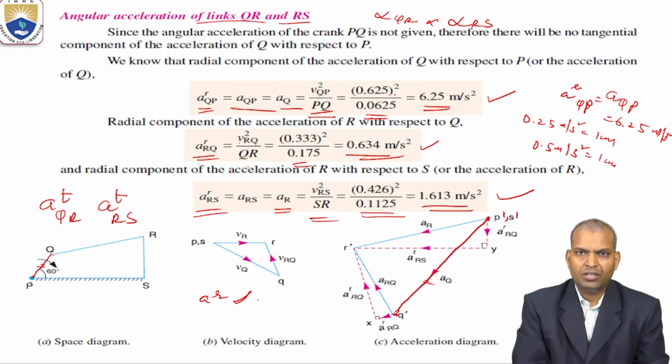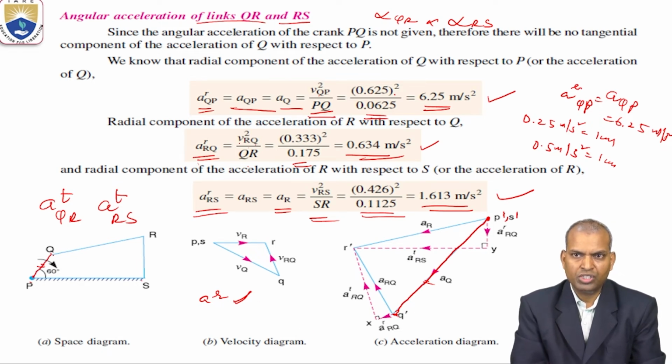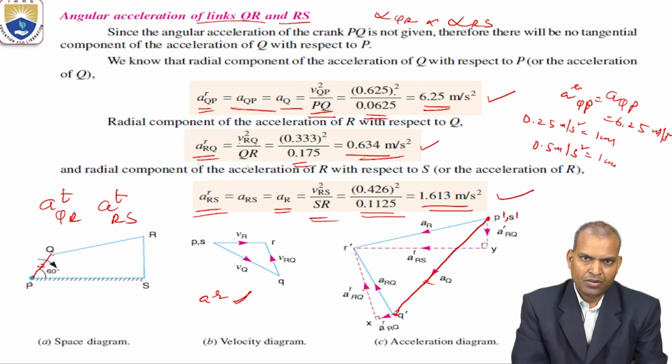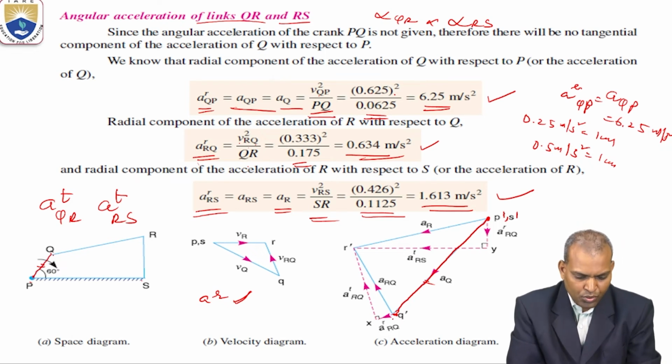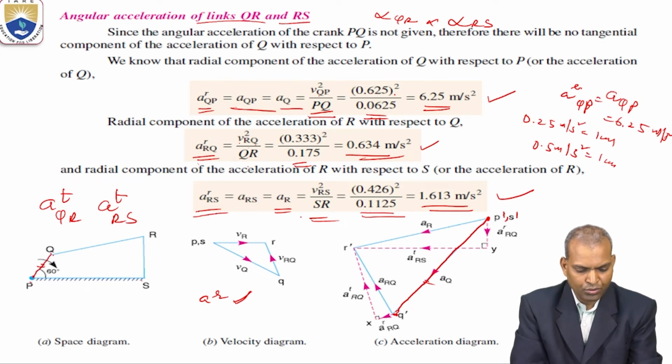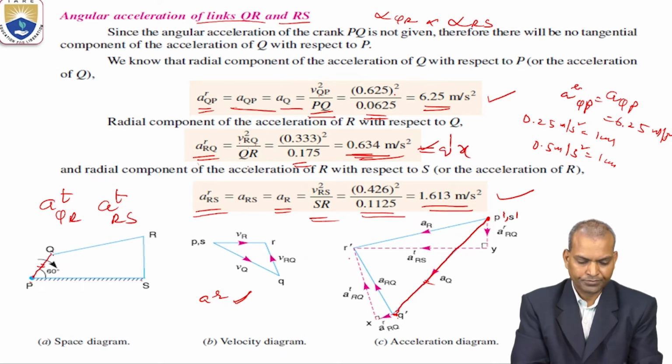Okay, next. What is the next step? Q is connected to which link? R. QR, or Q dash R dash. This total acceleration consists of two components. First component is radial. What is the radial component? That is Q dash X, with a known value. What is that? RQ, no? That is Q dash X. What is the radial component? That is 0.634 meter per second square. That is Q dash X.